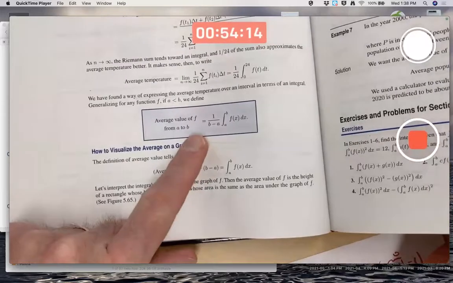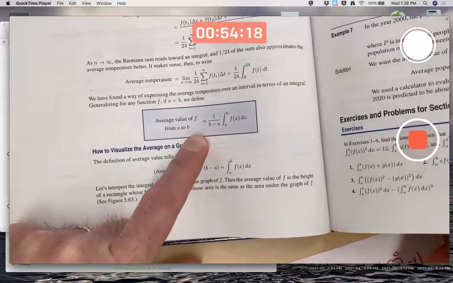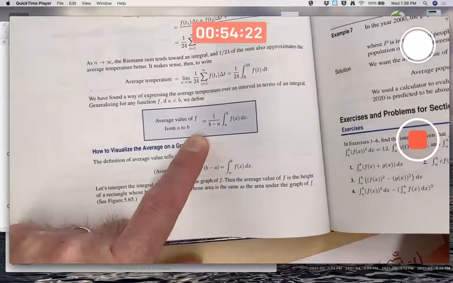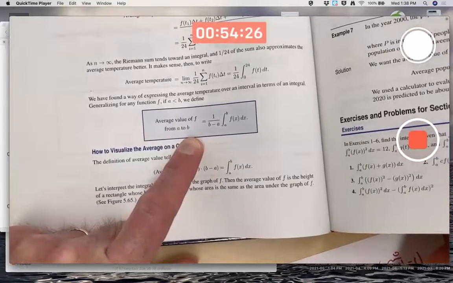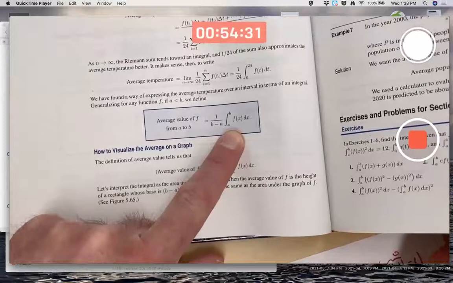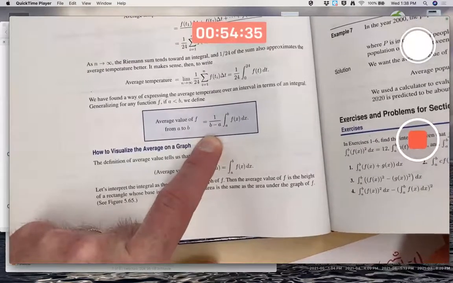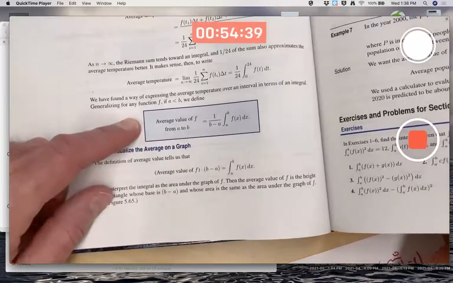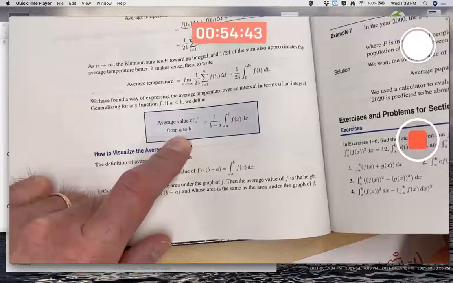This is not a theorem to derive. It's really a definition. It's a way to define what the average value of a function is. How is it defined? Do the integral of the function and divide by b minus a, the length of the interval. That is the definition. Again, this is not something to prove. It's the definition of what average value of a function means.